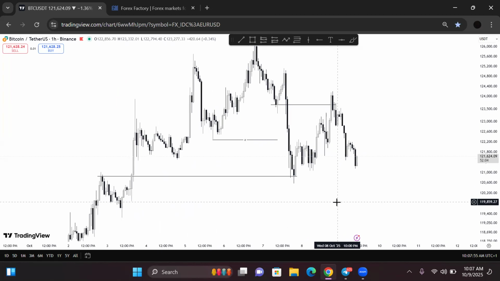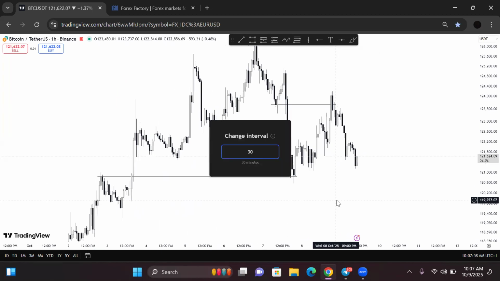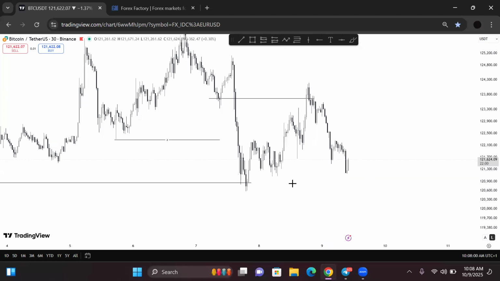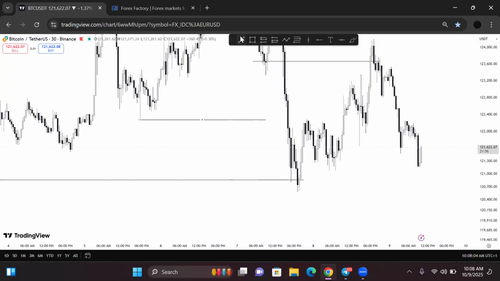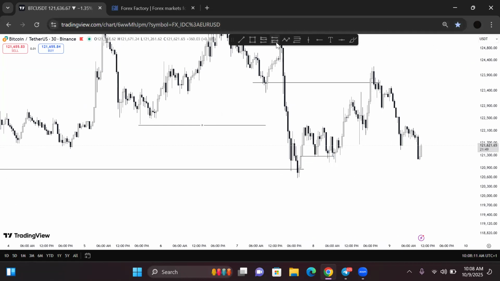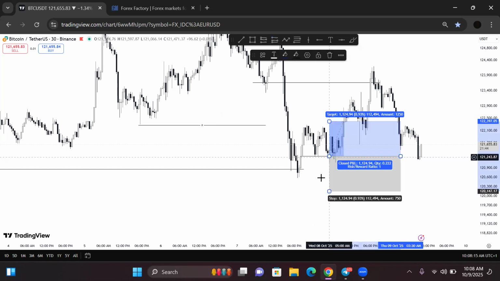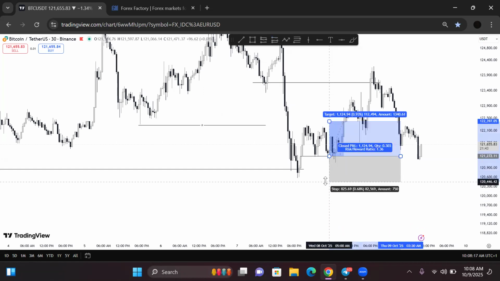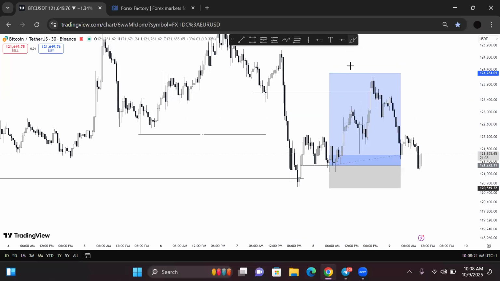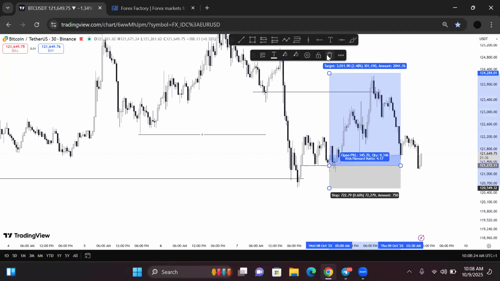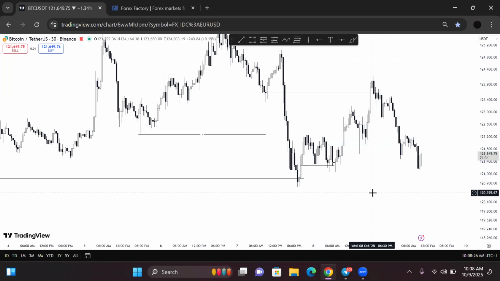Let me go to the 30-minute time frame. We have this liquidity break of structure, and then we took a buy here. I sent the trade signal to the VIP group and the academies. So we took buys from here yesterday, and we made good profits. We took the buy all the way to this zone, and we made good profit. But it is a new day. We want to see what the market has for us.